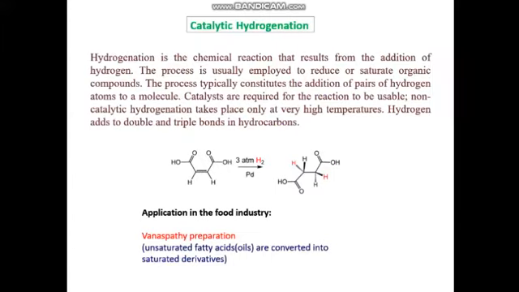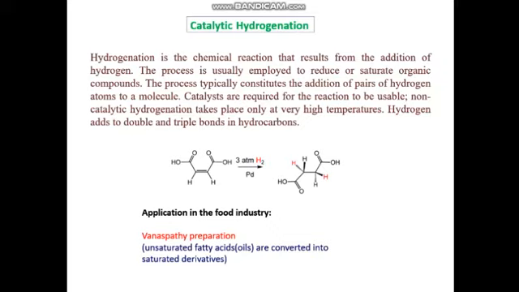Next is catalytic hydrogenation. Hydrogenation is a chemical reaction that results from the addition of hydrogen. The process is usually employed to reduce or saturate organic compounds. For example, if we have a CH3COOH compound and we want to hydrogenate it, we add hydrogen. This process is known as hydrogenation.